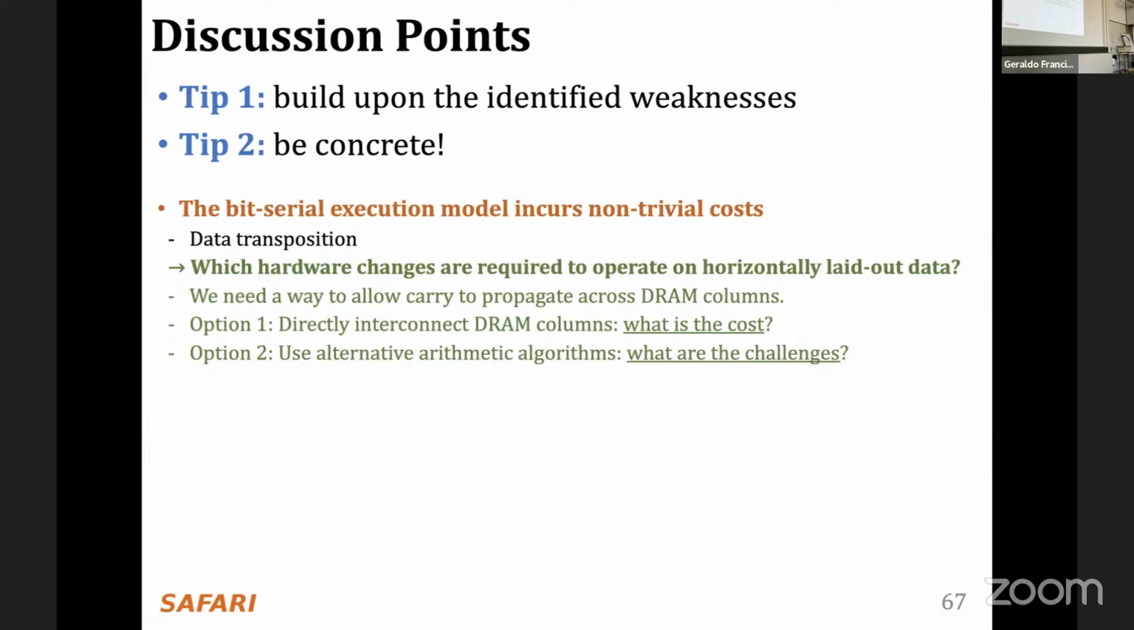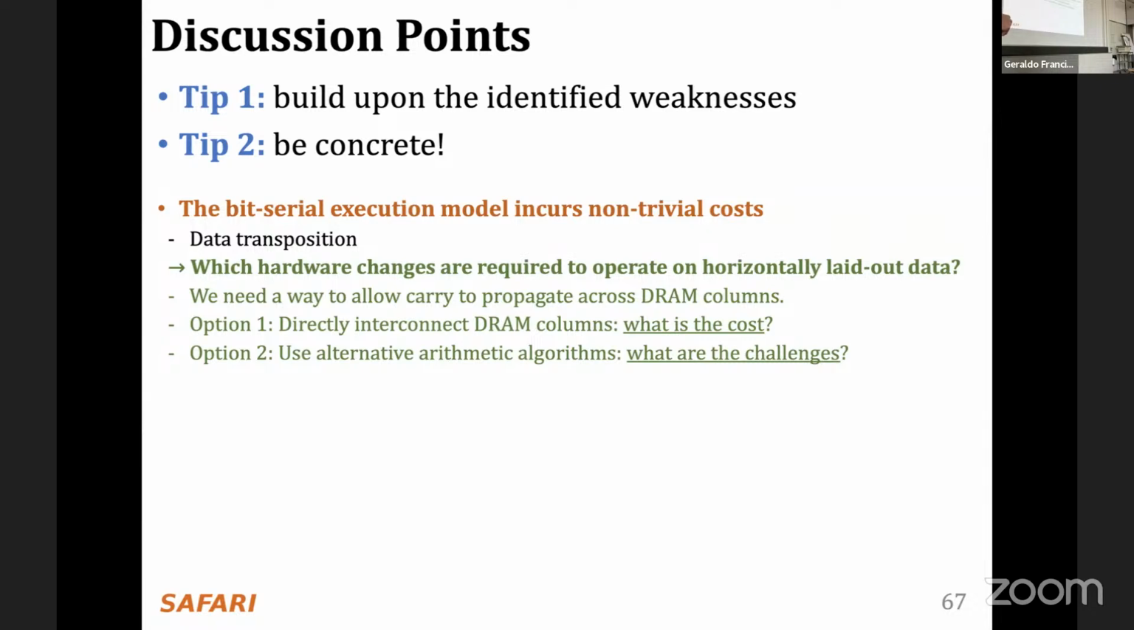For example, that bit-serial execution mode incurs non-trivial costs, right? So if you think about, okay, I want to get rid of this data transposition unit, what are the changes required to DRAM to do this processing using DRAM operations and at the same time operate on horizontal layout data? We need to basically, as I mentioned before, find a way to shift data across different DRAM columns, right? This is why we are transposing the data. So there are many options. The first option is to directly interconnect the DRAM columns with some sort of interconnect, but this has some cost. So you can think about this cost. Is it high cost, is it low cost?